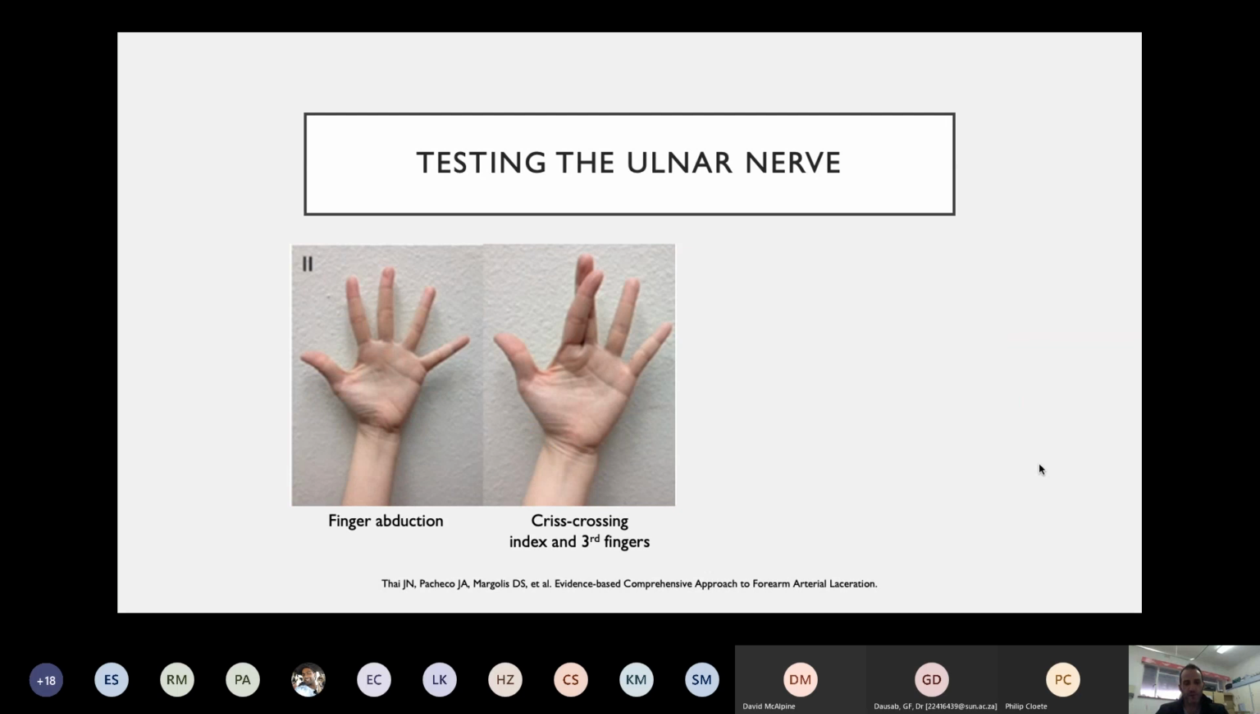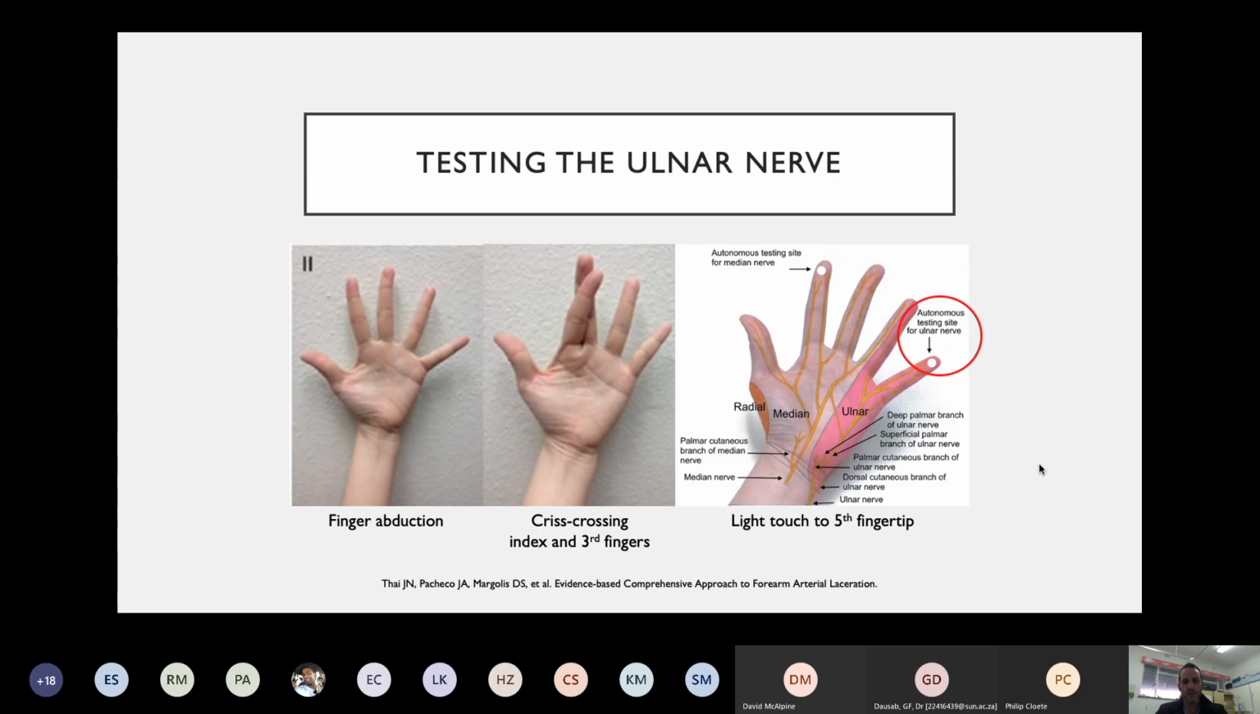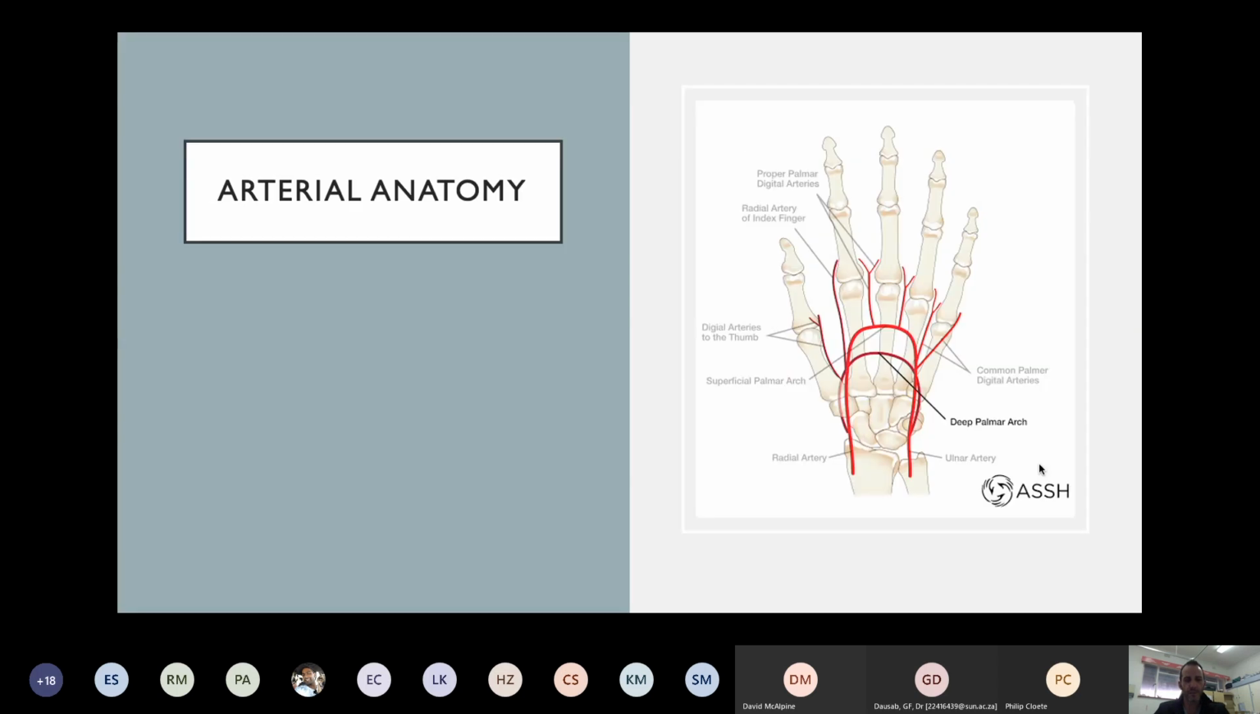When it comes to ulnar nerve motor function, ask them to abduct their fingers, so ask them to spread out their fingers, and then crisscross their fingers as well. And then to check ulnar nerve sensation, just touch the inside of their fifth digit, or the pinky finger.